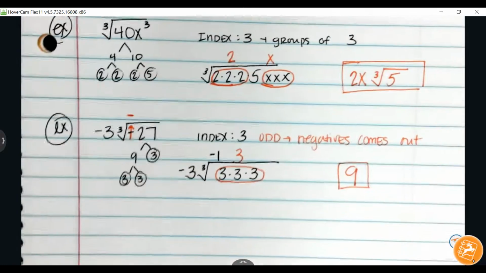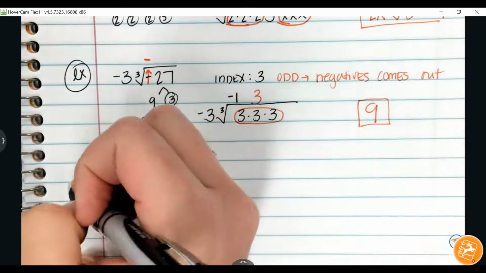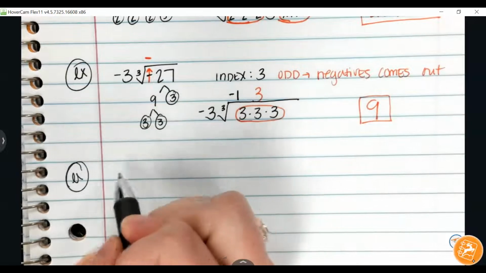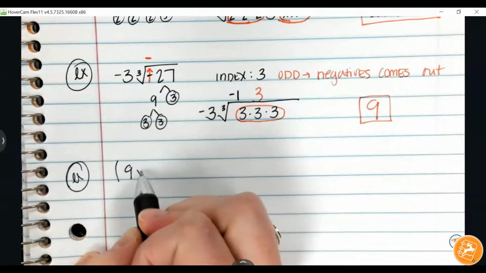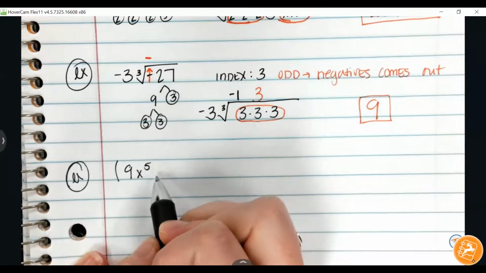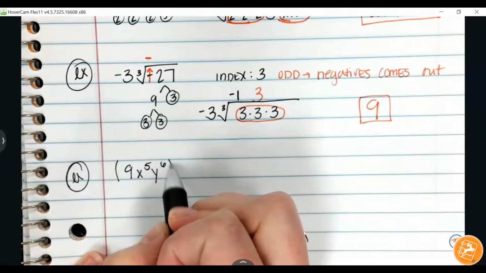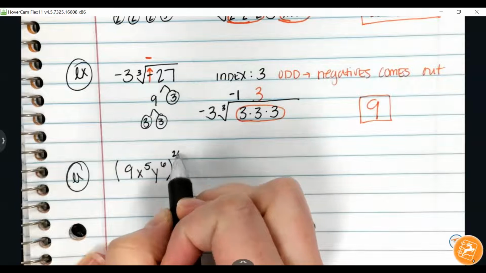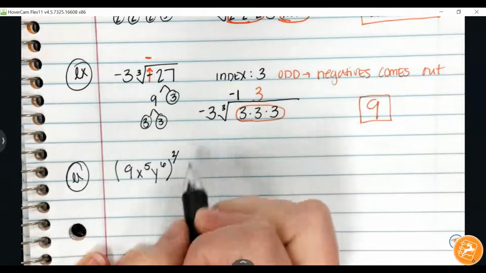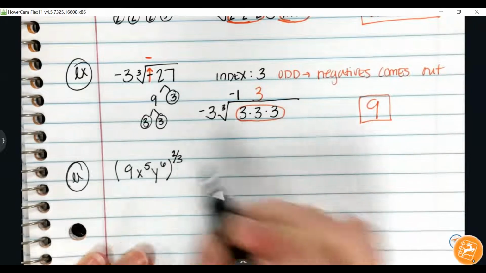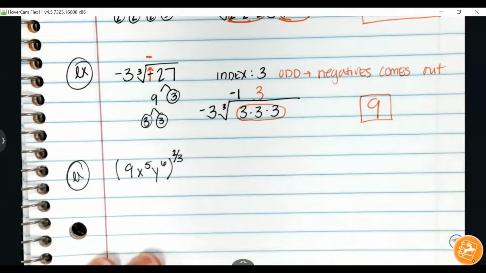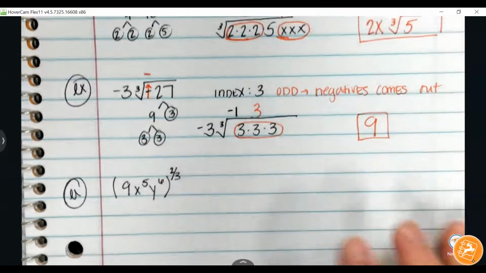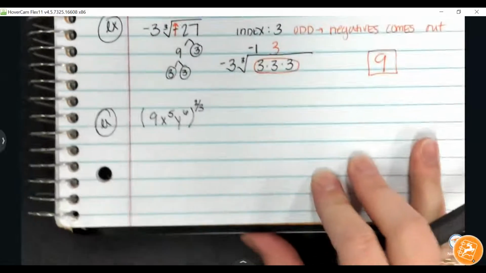All right, let's go try one more. So let's do this one. Let's do 9x to the 5th, y to the 6th, to the 2/3. We'll do that, okay? This does not look like a problem we know how to do because it has an exponent. Just a second, let me rearrange.